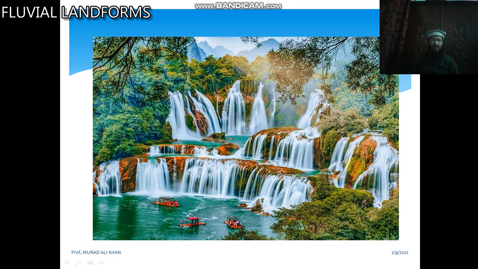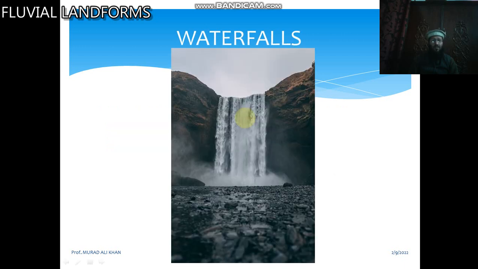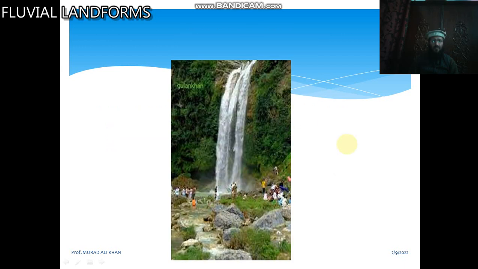And then finally, the waterfalls. A waterfall is a river or other body of water making a steep fall over a rocky ledge into a plunge pool below. Waterfalls are also called cascades. This is a picture of a waterfall, and this is another picture of a waterfall. Over here, there is a layer of resistant rocks which is supporting this waterfall, and a time will come when this resistant rock will also be eroded, and then the height of this waterfall will be reduced.